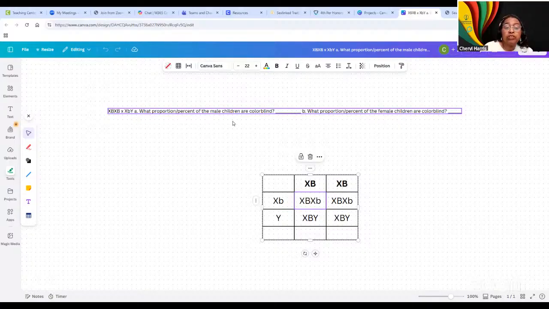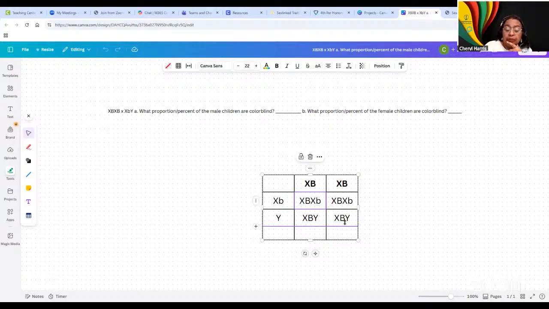Okay. And then the question is asking what percentage of male children are colorblind and what percentage of female children are colorblind. So then we put the female up here. She's got X capital B, X capital B, the male over here, X lowercase b, and Y with nothing on it. And then you do what you did before. You take the top and the side and you put that in the first box. Then the top and the side, put that in the second box. Top and side, top and side. Okay?